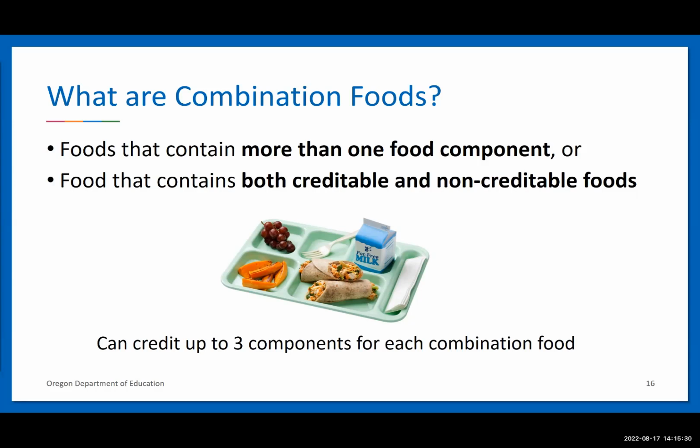Another example of a combination food would be pepperoni. While it can only credit towards the meat alternate component, it also contains a lot of fillers and other ingredients that would not be counted as part of the component. All combination foods that credit for a meal pattern component will require additional supporting documentation.